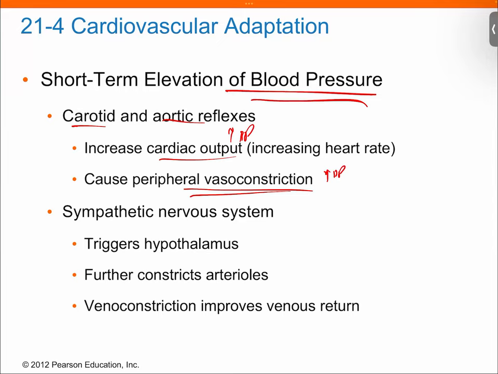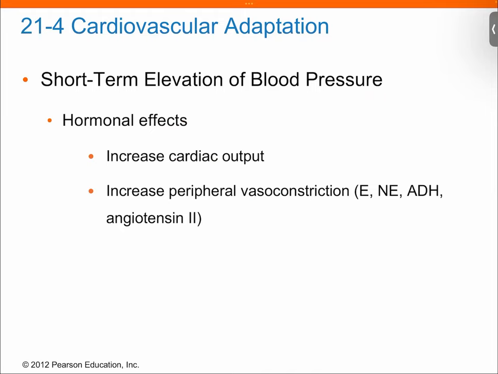And so the sympathetic nervous system is obviously going to kick in. Think about it. If you're hemorrhaging, something traumatic has happened to you. You're likely in fight or flight mode. So you're probably already in the sympathetic nervous system. This is going to be kicking in your hypothalamus. This is going to also further constrict your arterioles, right? Which is going to increase your blood pressure. And vasoconstriction increases your venous blood return, which facilitates blood moving back to the heart. So these are all short-term strategies to elevate your blood pressure.